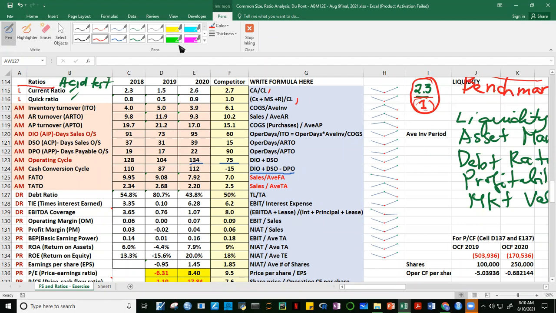Okay, so questions, guys? Clear ba so far tong ano natin? ITO, RTO, APTO, DIO, DSO, DPO, operating cycle, and cash conversion cycle. Is that clear? Paki-chat nga please kung clear siya so far. Okay, thank you. Thank you. Wala namang questions? Thank you.